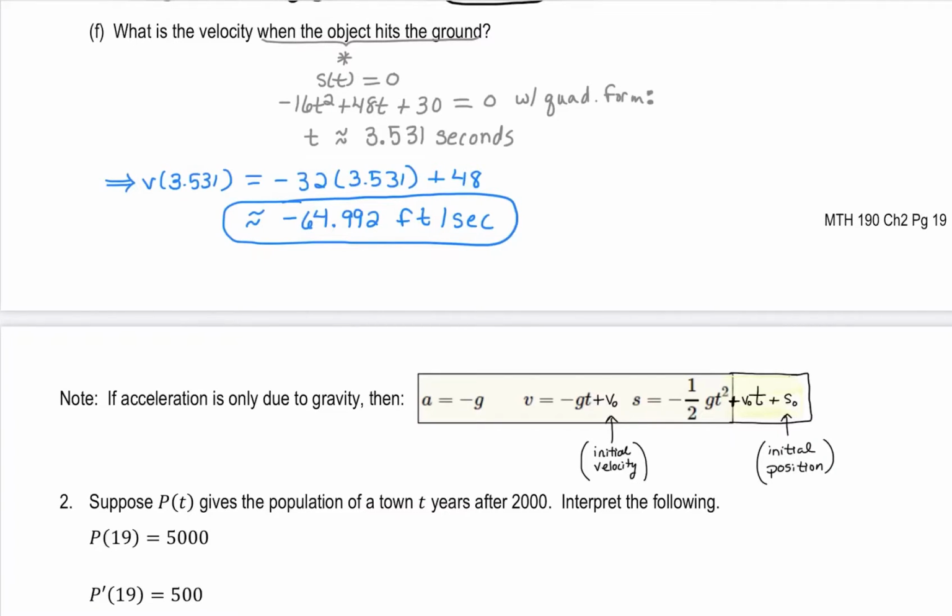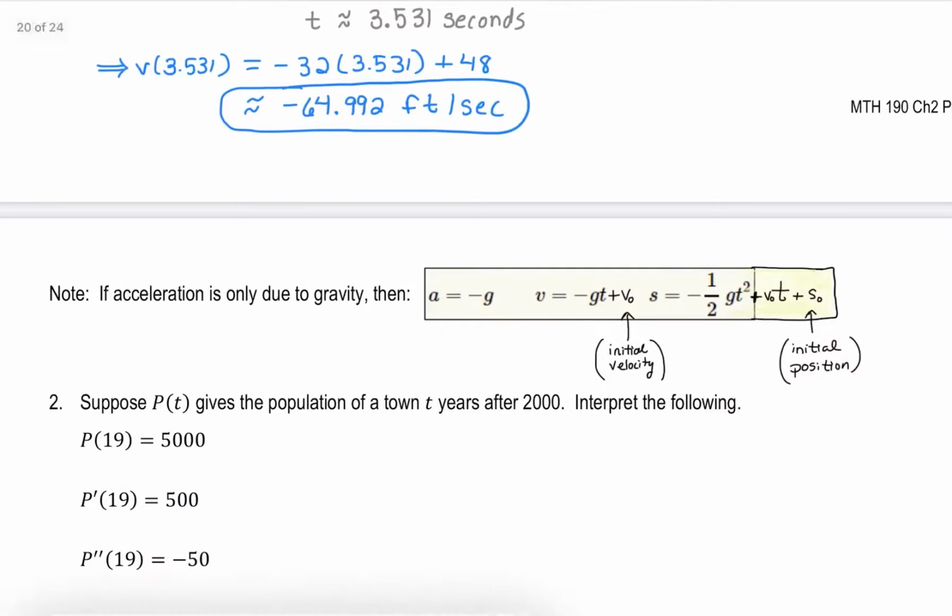Now let's look at no computations in this next example, but just making an interpretation. So suppose that P of t gives the population of a town t years after the year 2000. So first let's interpret P of 19 equals 5,000. So this is just the original function. So this is just saying then that t years after 2000, so that would be in the year 2019, the output of this function, well, this is all about population, so the population is, or was, 5,000 people. Okay, so just the basic original function.